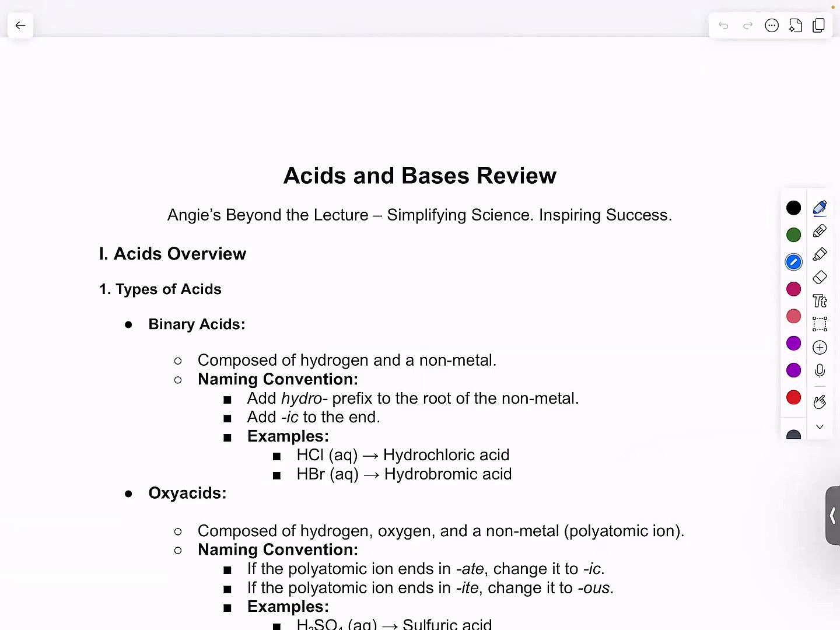Today's review is going to be on acids and bases, basically how to name them, given the formula, and then going backwards, giving the formula based on the name. And of course, just covering some general characteristics on acids and bases. There is an entire unit dedicated to acids and bases, both Gen Chem 1 and Gen Chem 2, and of course in high school chemistry.